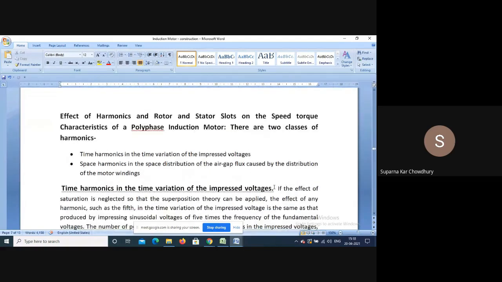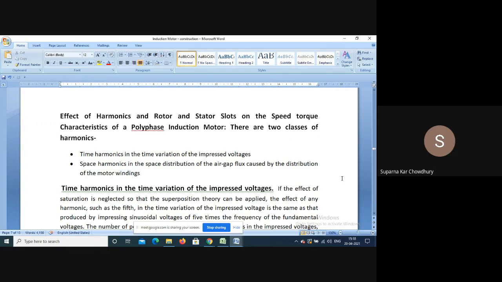Now the next important thing is the effect of harmonics and rotor and stator slots on the speed torque characteristic of the polyphase induction motor. For harmonics, there can be two types, the time harmonics and the space harmonics. Time harmonics are due to the harmonics in the voltage wave. Whatever we have derived till now, we have considered only the fundamental voltage wave.